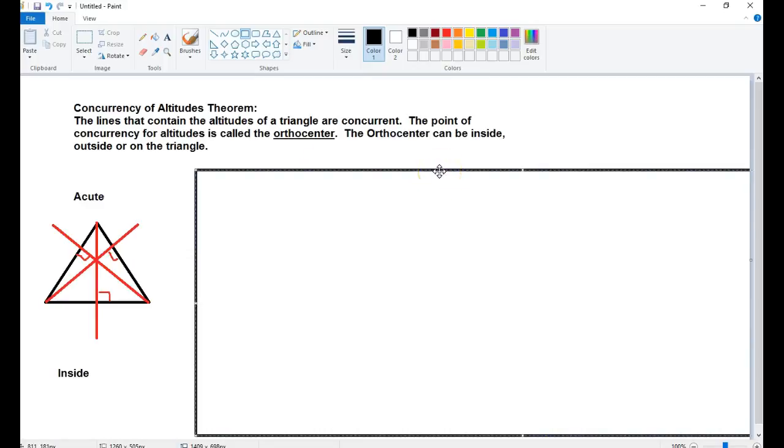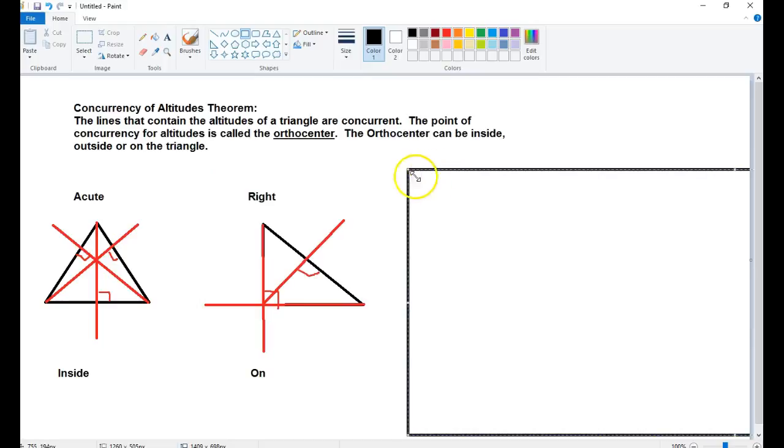For acute, going from the vertex to the lines that are perpendicular to the opposite side, so this is making right angles, the point of concurrency is going to be inside the triangle. For right triangles, it's going to be on the right angle, at the point here, because this line and that line all meet at that single point where the 2 smaller sides are meeting. That's where the orthocenter will be for right triangles.